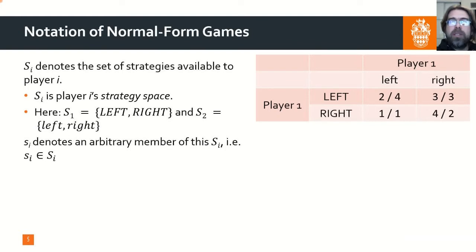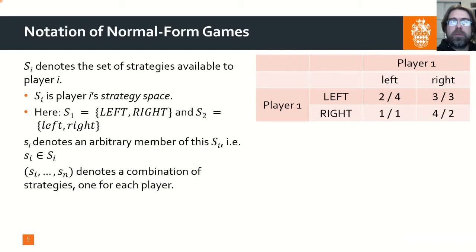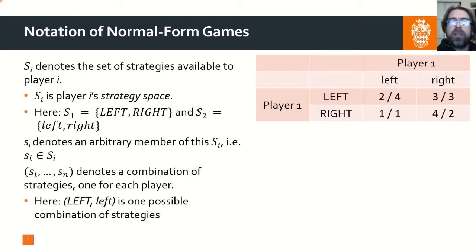So in the example on the right here, small s_1 could be Left or Right in capital letters, and small s_2 could be left and right in small letters. By writing specific strategies in brackets, we denote a combination of strategies, one for each player. So here, for example, Left in capital letters and left in small letters is one possible combination of strategies.